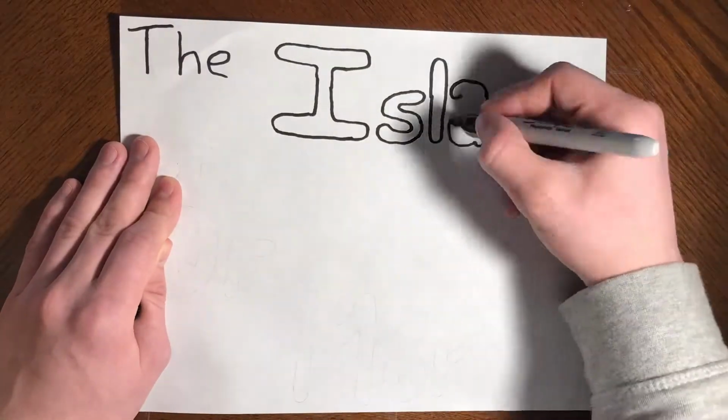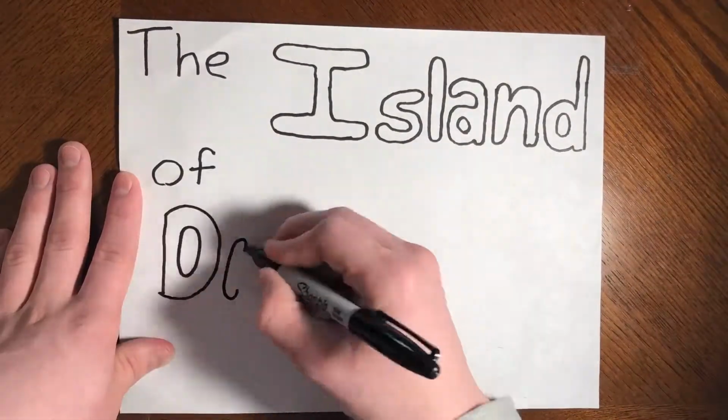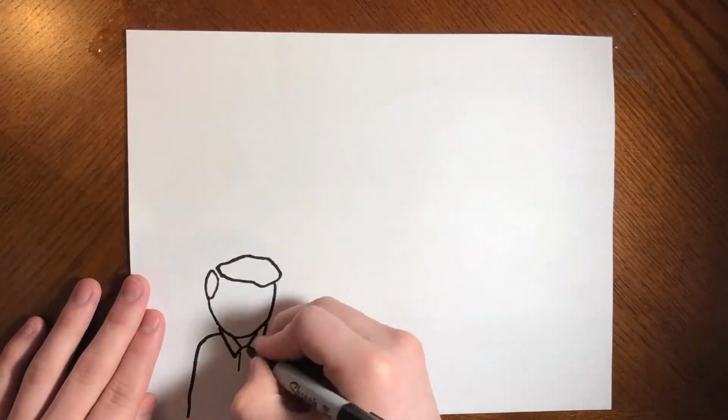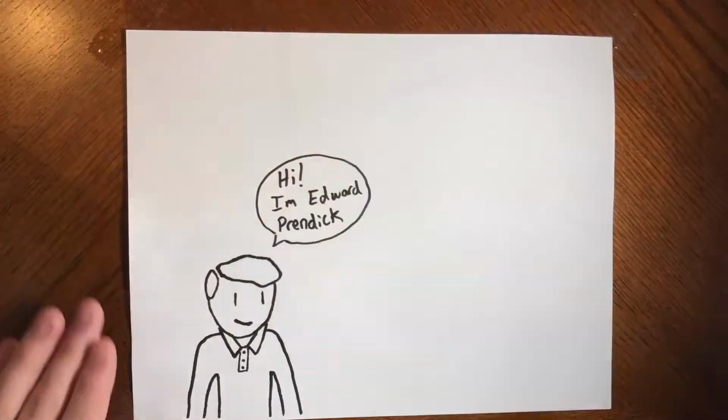The book that we selected for our project is The Island of Dr. Moreau by H.G. Wells. The book begins with a well-dressed, proper man named Edward Prendick. He is well educated and an upper-class member of Victorian society.